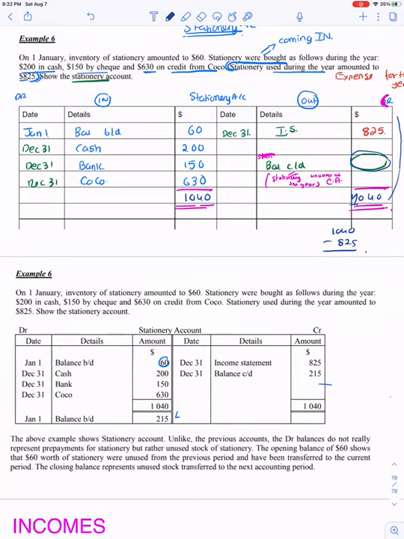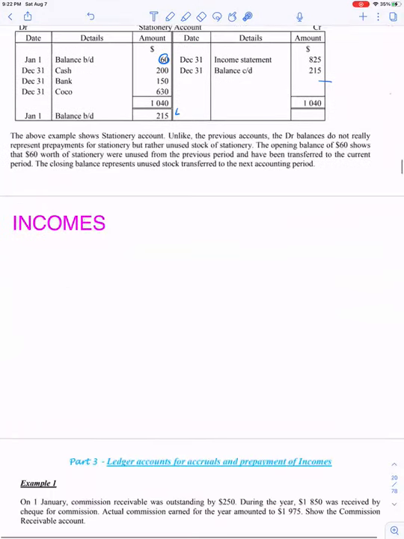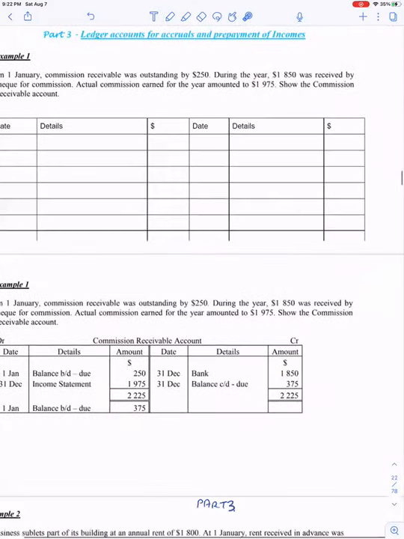That is the stationery unused at the end of the year, and it is $215. This is the stationery unused. Stock of stationery lying with you will appear in statement of financial position, current assets. What is this? Stationery unused. Stock of stationery lying with you will appear in statement of financial position under the heading current assets. So with this, we complete our practice of stationery account.